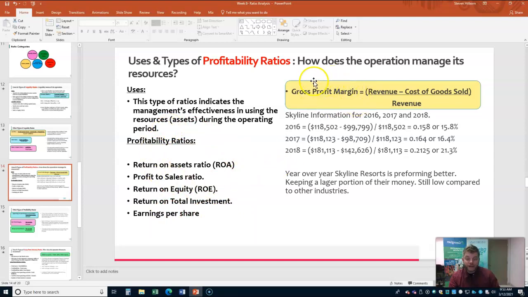And one of the most common ones is the gross profit margin, which is revenue minus cost of goods sold. You know that's gross profit, right? How much money do we make? What did we have to spend to make it?